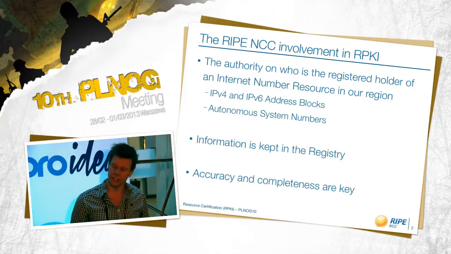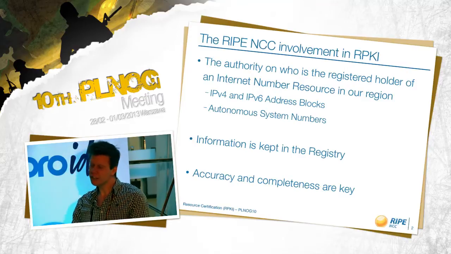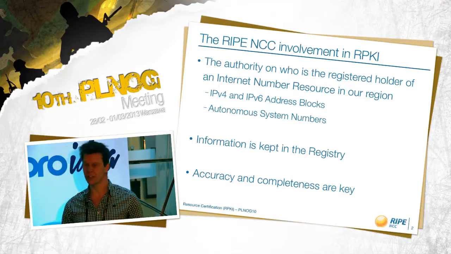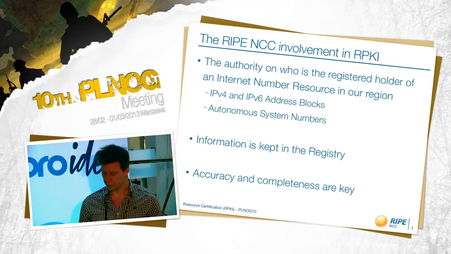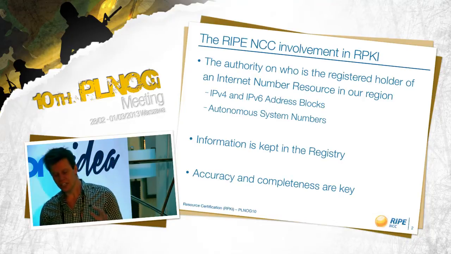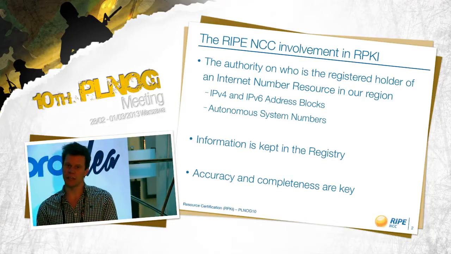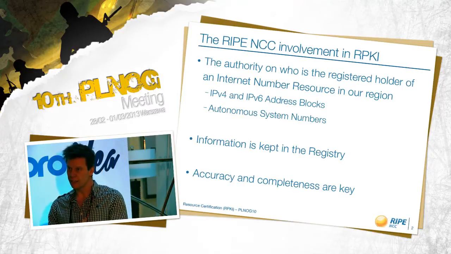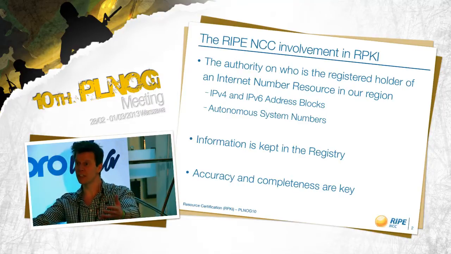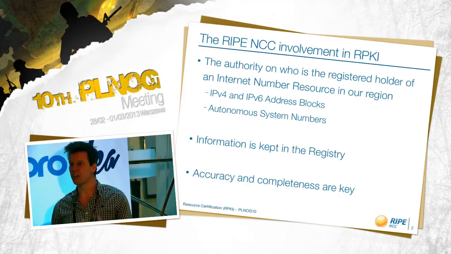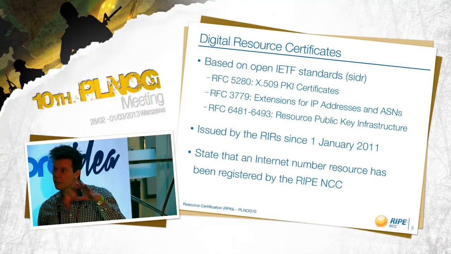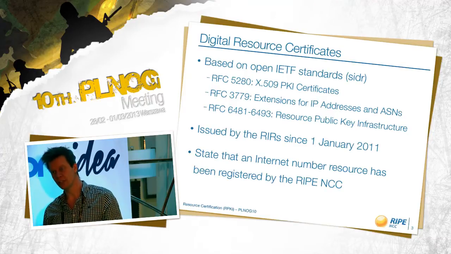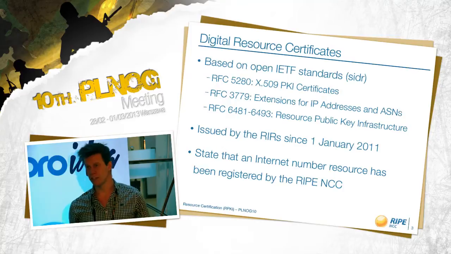But we are the authority on who is the registered holder of an internet number resource in our region. So we hand out IPv4, IPv6, and AS numbers, and all of that information is kept in our registry. And we try to keep this information as accurate and as complete as possible. So the change that we've made now is that using this registry data, we know who you are, we have a relationship with you as LIRs, as ISPs. We know who holds a block of IPv4. And we put that information on a digital certificate. And this is just the standard X.509 certificate.